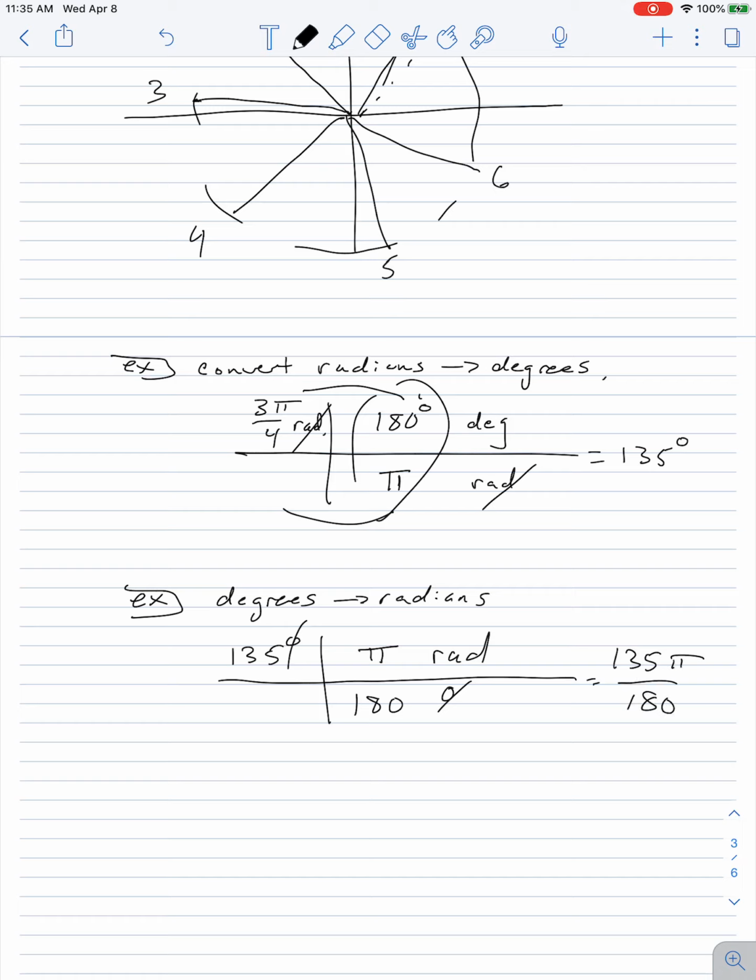And if you do that, 135 divided by 180 in fraction form is 3/4. So this will be 3 pi over 4. So that's how you get back and forth between those two. And that'll be the first set on your homework.